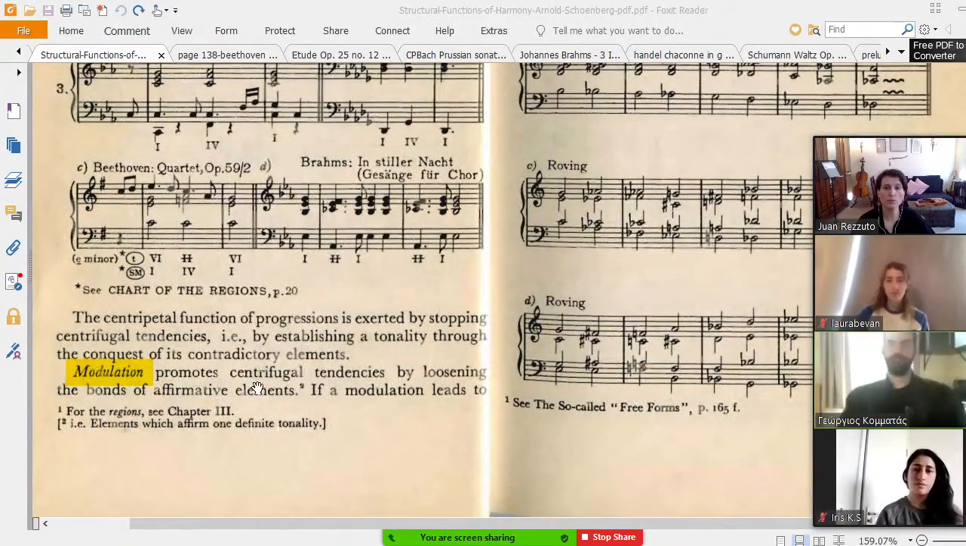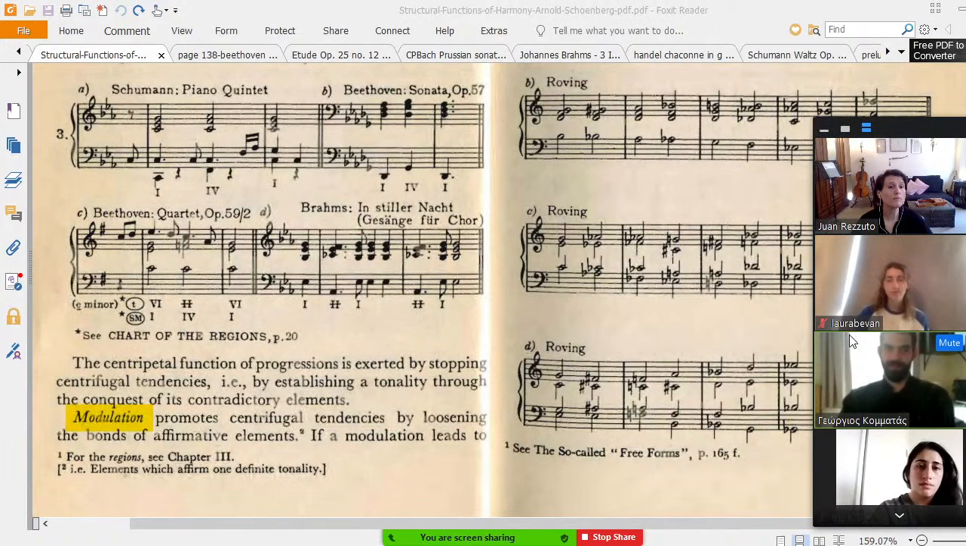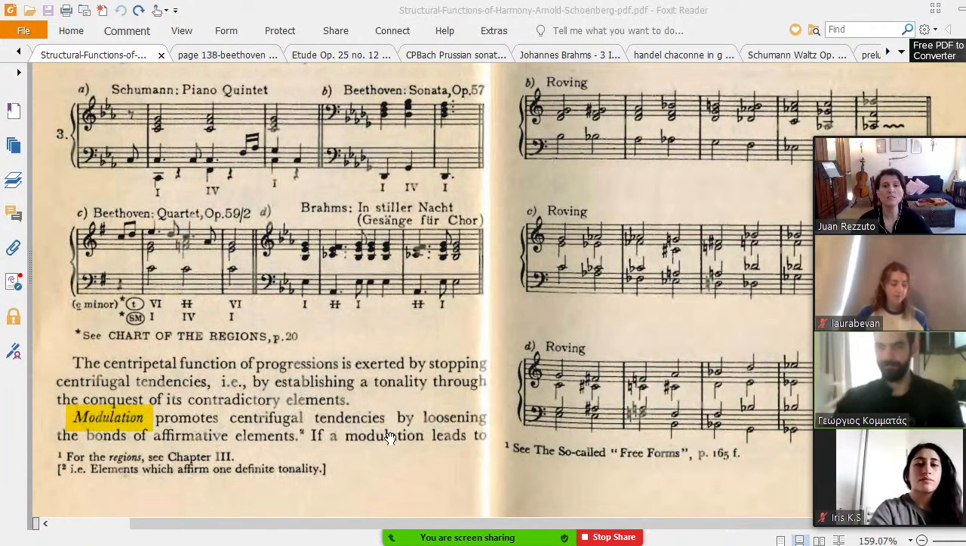Modulation promotes centrifugal tendencies by loosening the bonds of affirmative elements. Now, what is modulation? I know that I'm getting ahead of this, but as you already know what modulation is, I can say. What's modulation? A change of the tonal center. Exactly. So it promotes centrifugal tendencies by loosening the bonds of affirmative elements.